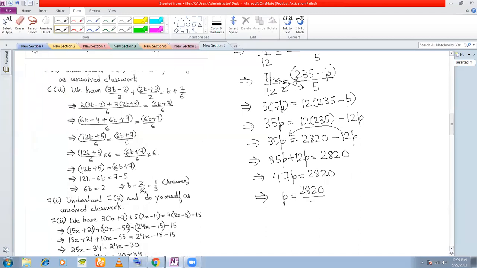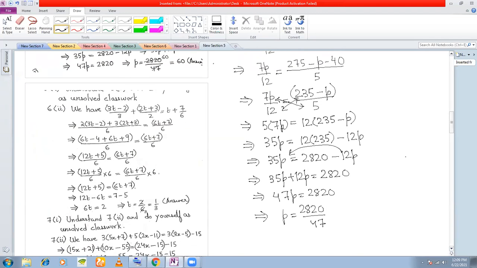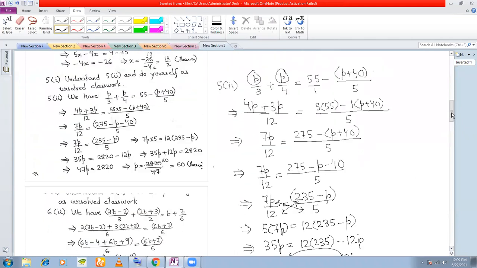2820 divided by 47. Right? And now you cancel the common ones. 47 will cancel with 282 6 times, and you have a 0. So this is 60. The answer is p is equal to 60. Right? And how do you check whether you have done this correctly or not?